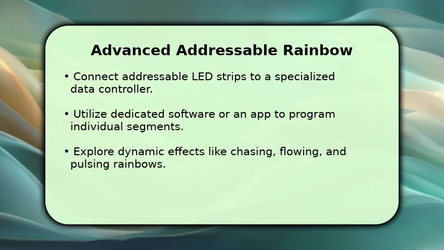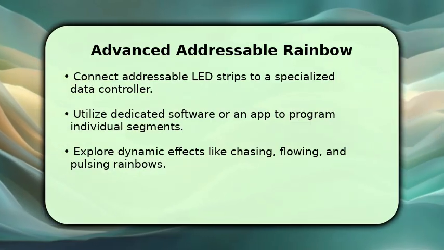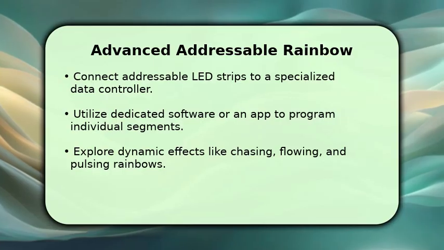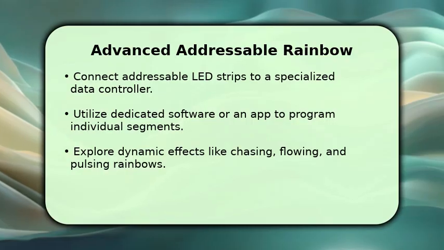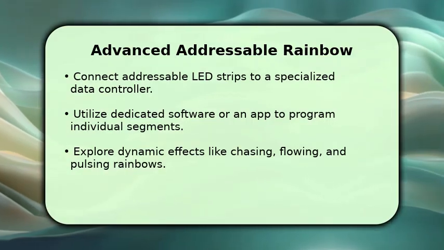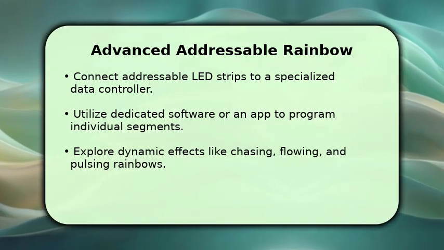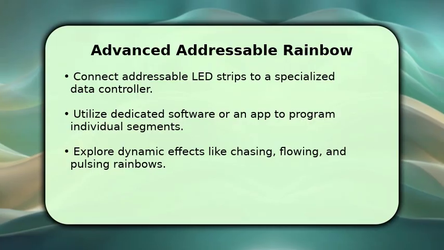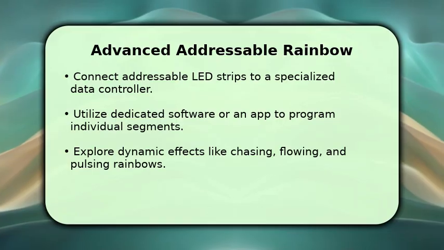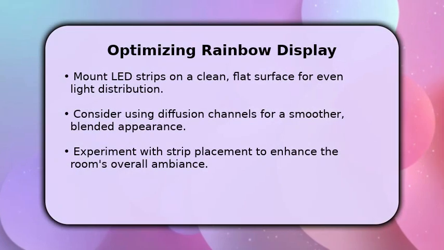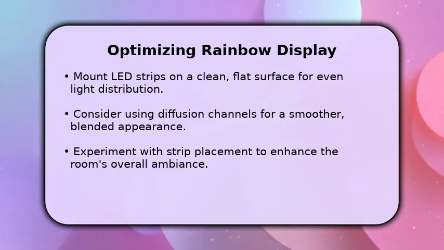These strips require a specialized data controller, often with 3 pins for power, ground, and data. Using dedicated software or a mobile application, you can program each individual LED chip. This allows for complex effects such as a chasing rainbow, a flowing gradient, or even a pulsing pattern, providing hundreds of unique visual possibilities. To make your rainbow LED display truly shine, consider a few optimization tips.